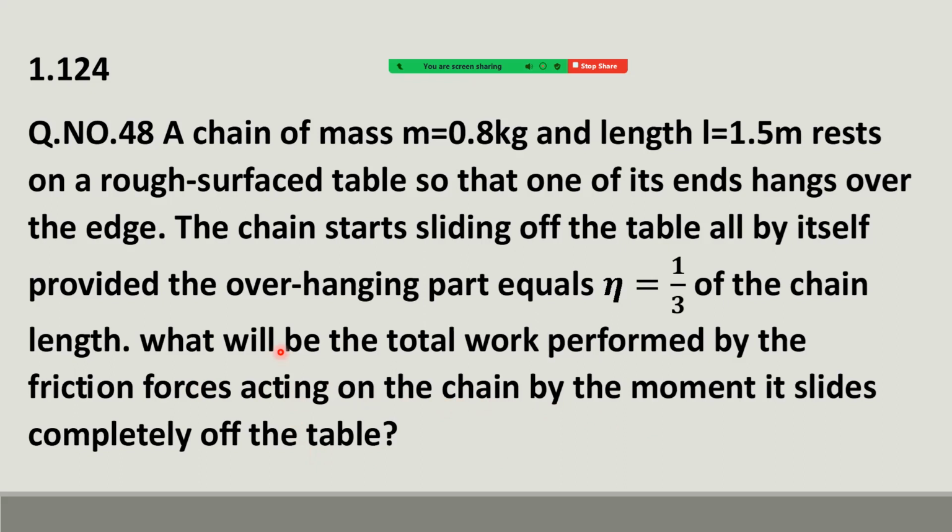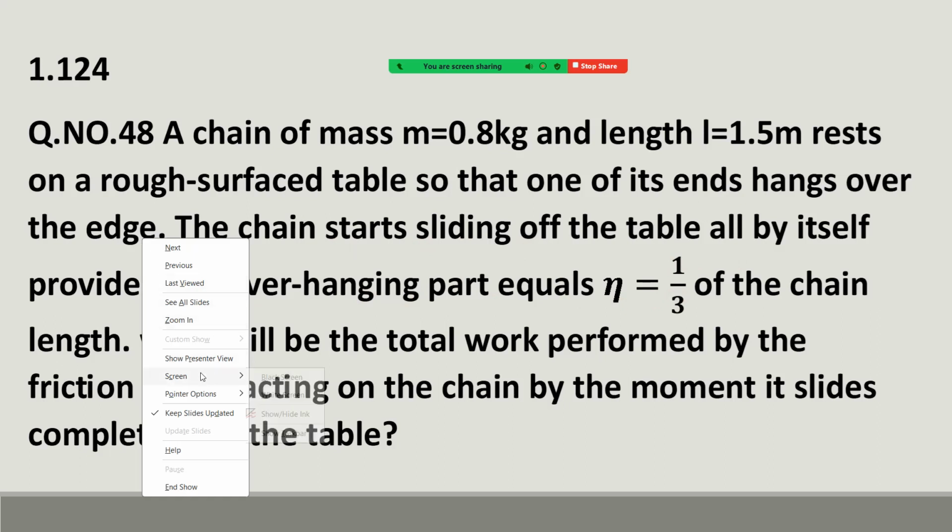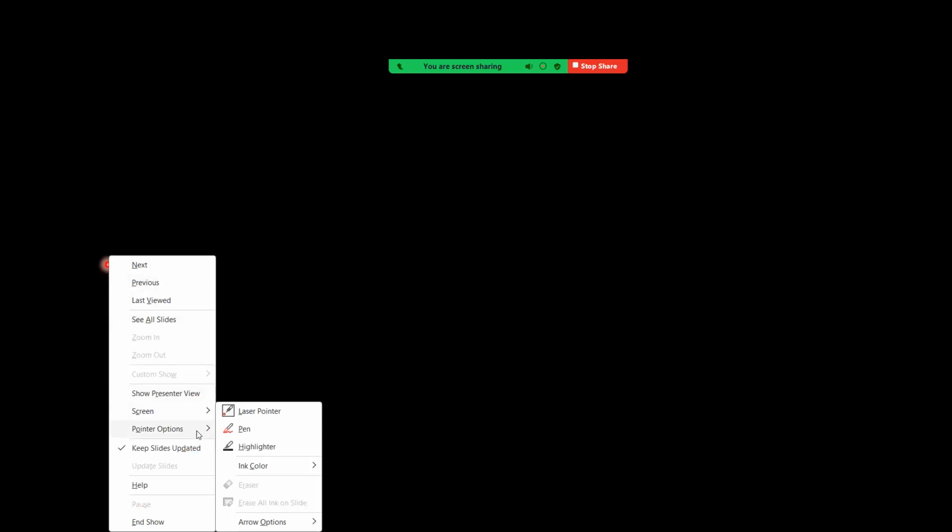Students, if you remember, I have discussed almost the same kind of question from HC1. In that one, the mu value was directly given; in this one, we are supposed to calculate the mu value. Okay, let us see how to start. The basic condition here is that the chain starts sliding off the table all by itself, provided the overhanging part equals one third of the chain length. So one third part is hanging. That is now the key point to start the problem.